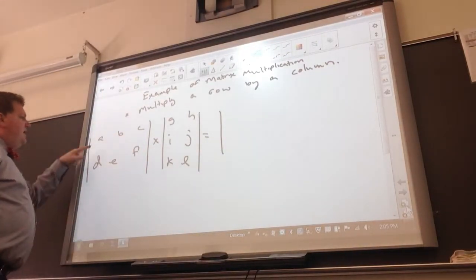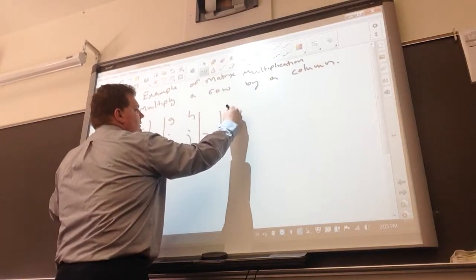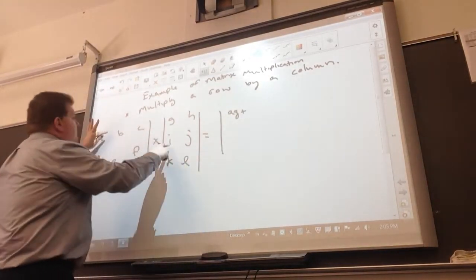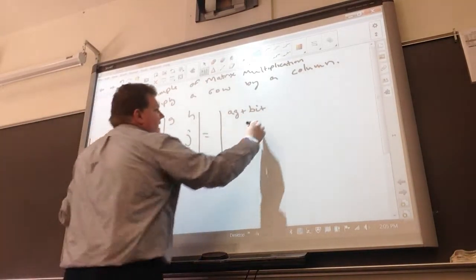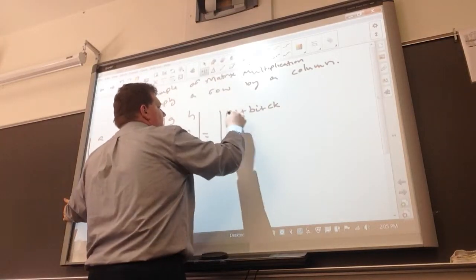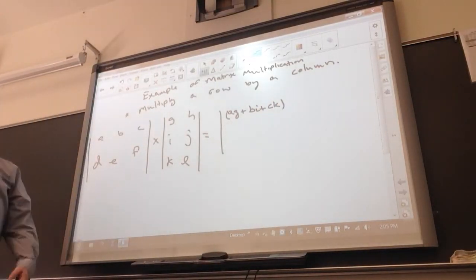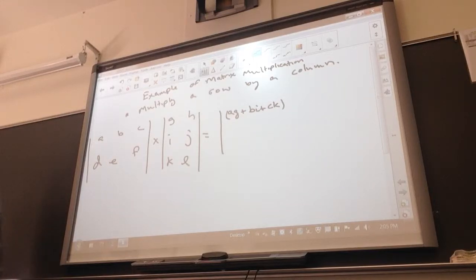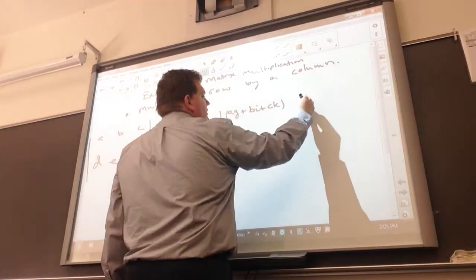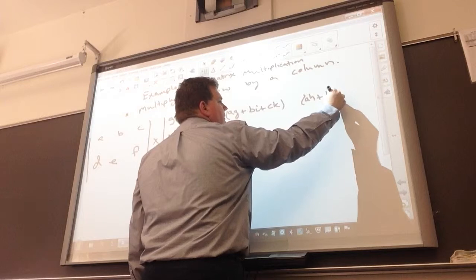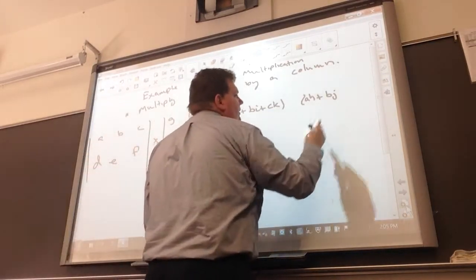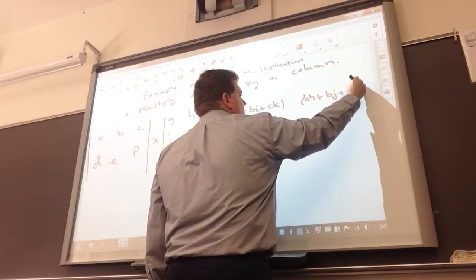Alright, so what this looks like, it'd be A times G plus B times I plus C times K. Okay? And that gives me the first number in the first row of my new matrix. Now, for the second number, I do the same exact process, but use the second column this time. So it'd be A times H plus B times J, plus C times L.